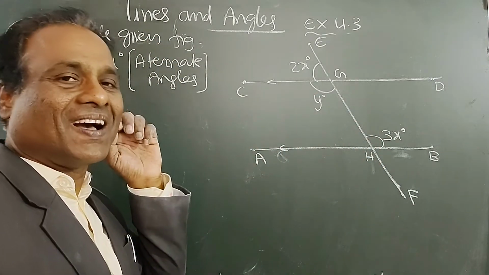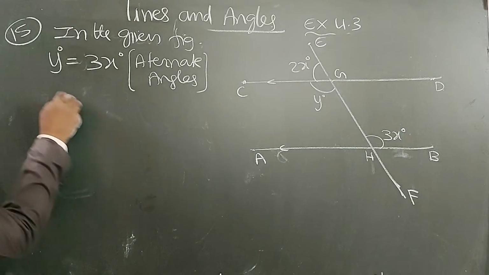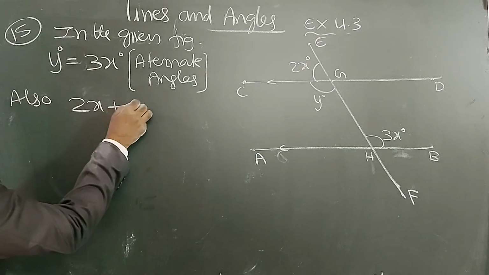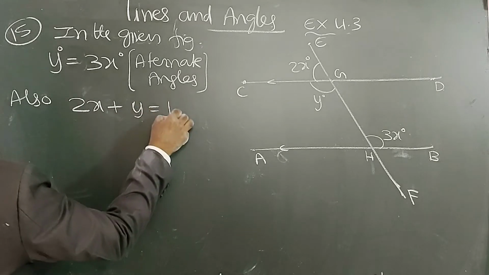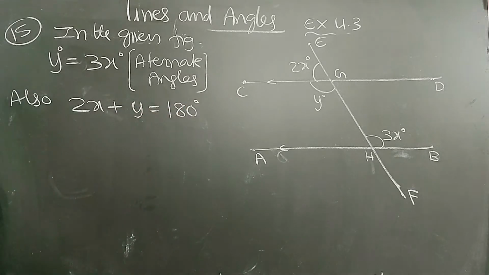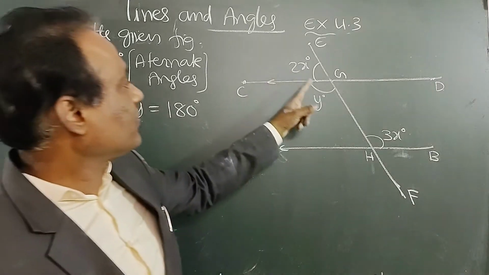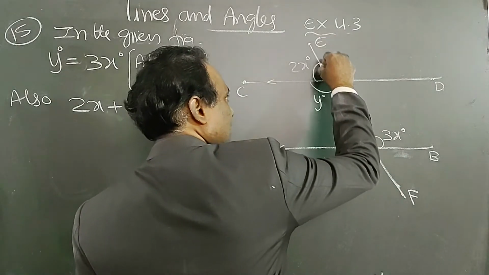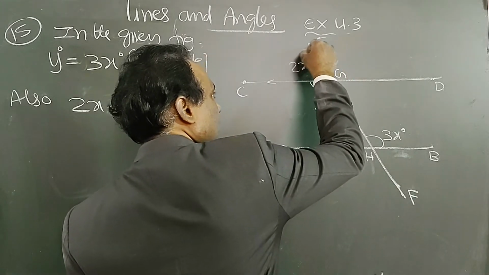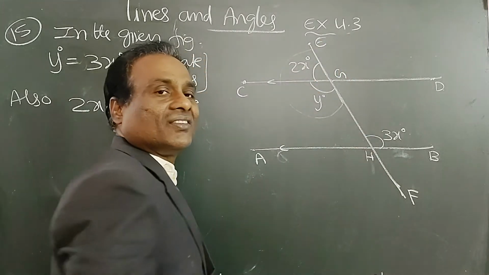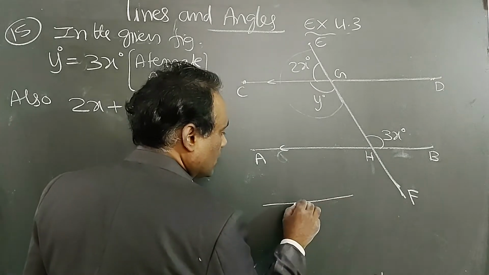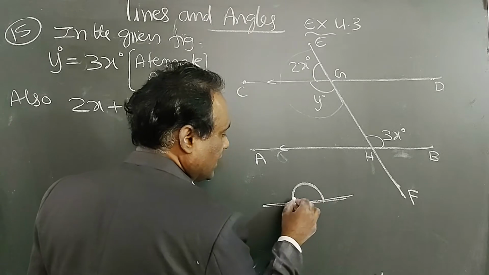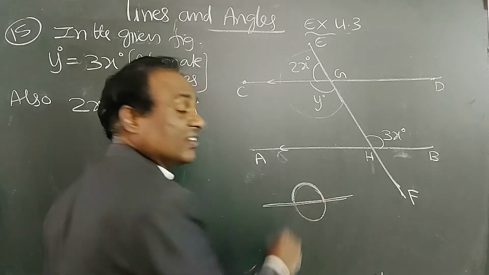Now I am using another concept. See students, I am writing one statement, you tell me the reason for it. 2x plus y is equal to 180. What is the reason? This is a straight line. The total angle on one side of a straight line is 180 degrees. This is 180, and the total all around will be 360.